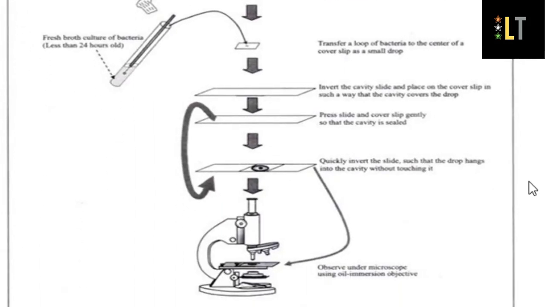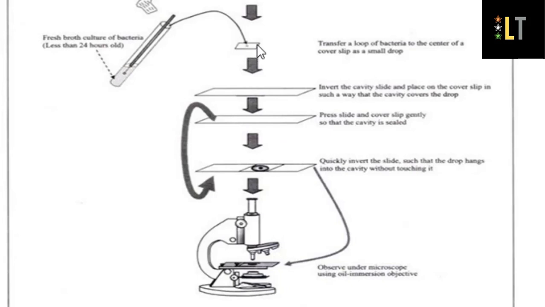The loop is sterilized over a flame and cooled, and then a loopful of bacterial suspension is taken from the culture aseptically, and a small drop of this suspension is placed at the center of the cover slip. The broth culture should not be more than 24 hours old because bacteria may lose their motility as they grow older.